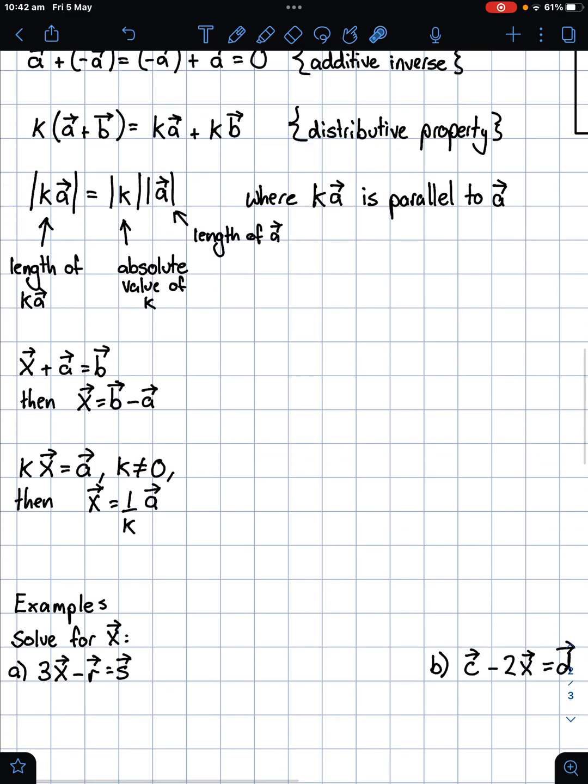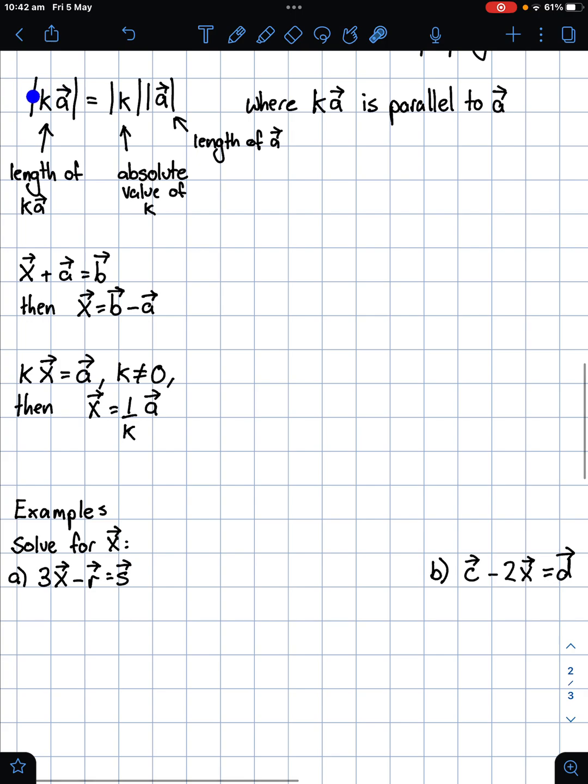This one here, the distributive property, looks a lot like the distributive law, because it is, in that if we add two vectors together, then multiply by a scalar, it's the same as multiplying the scalar by the individual vectors, then adding them together. This last one here, if we have the length of the vector Ka, so a scalar multiplied by a vector, the length of that is going to be the same as the absolute value of our scalar multiplied by the length of A.